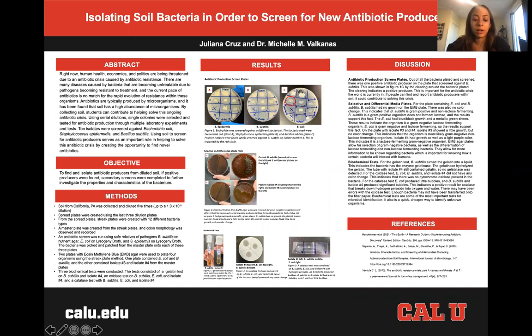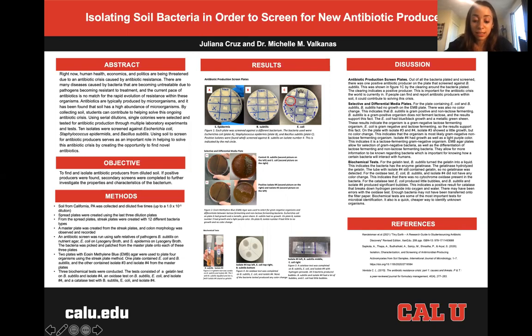Right now, there's an antibiotic crisis due to antibiotic resistance, and many bacterial diseases are becoming untreatable due to pathogens becoming resistant to treatment. The current pace of new antibiotics is no match for the rapid evolution of resistance in these organisms. Antibiotics are typically produced by microorganisms, and there are a lot of microorganisms found in soil. So by collecting soil, you can contribute to helping solve this crisis.